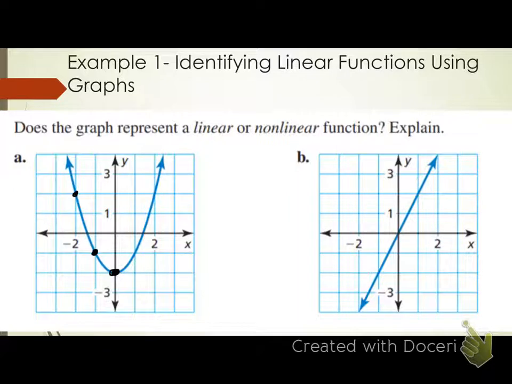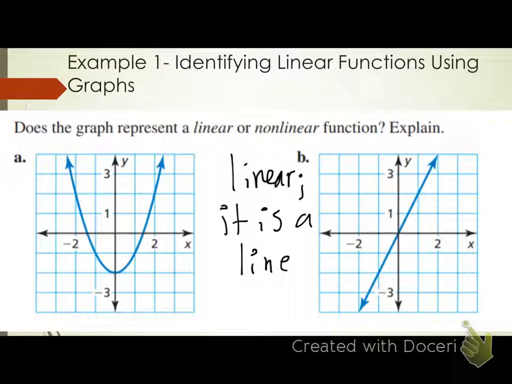Letter B. Is this linear or nonlinear, and why? Omar. Linear. Why? Because it is a line. It's not curving like the other one, and it has a constant rate of change. It is a line, and it does have a constant rate of change. We can tell that from our ordered pairs on the graph.